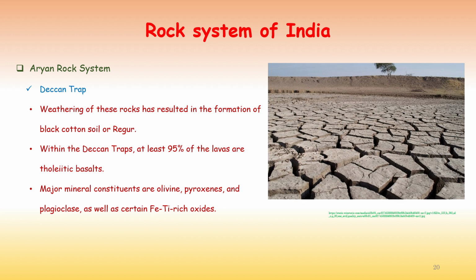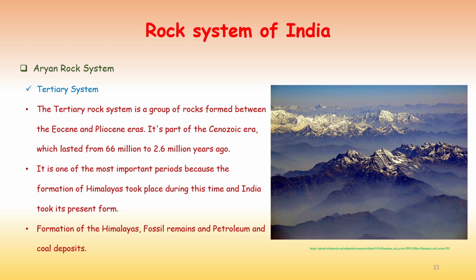Black cotton soil, which is considered a challenge in civil engineering construction, is also a part of this rock. The Deccan Traps are the source of many valuable materials such as bauxite and semi-precious stones.